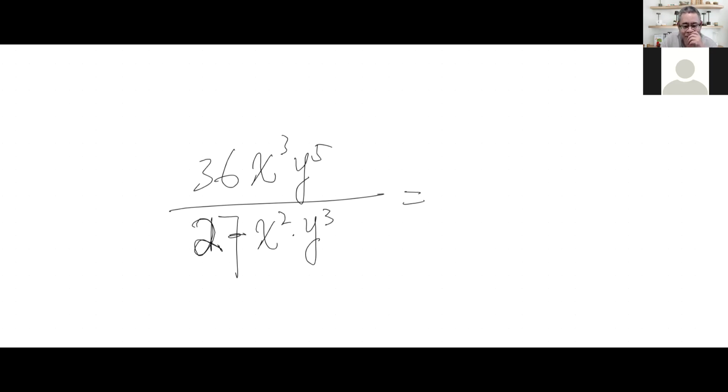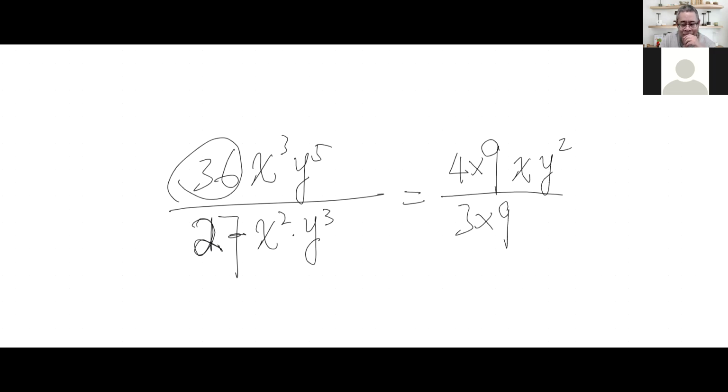Well, let's see. You're pretty good now with variables, but still struggle with numbers. So you got the variable right. But 36 is 4 times 9. And so x squared, 4xy squared. Then 27 is 3 times 9. So now 9 and 9 cancel. We got the same thing. Then we got 4xy squared and over 3.